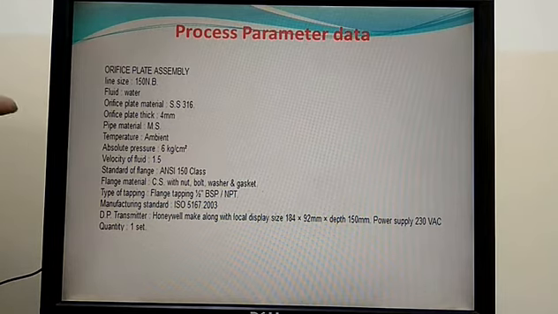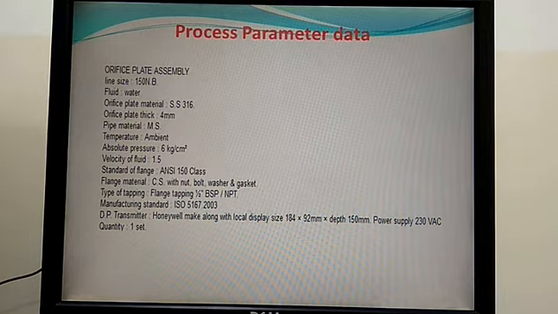This is the line size, fluid water, orifice plate material SS316, a stainless steel grade material, orifice plate thickness 4 mm, piping material MS, mild steel, temperature ambient, absolute pressure 6 kg per centimeter square, fluid velocity 1.5, standard of flange 150 class, flange material carbon steel with nut bolt, washer and gasket, type of tapping flange tap, half inch BSP or NPT, manufacturing standard ISO 5167-2003, DP transmitter type Honeywell with local display with dimension 184, 92, 150, power supply 230 volt and quantity 1 set.